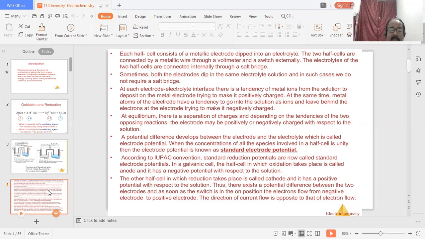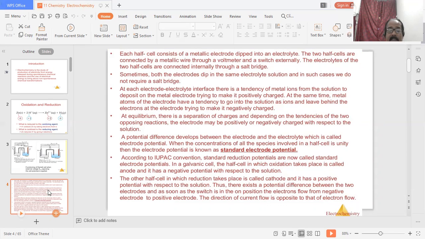A potential difference develops between the electrode and the electrolyte, which is called electrode potential, when the concentration of all the species involved in a half cell is unity. Then the electrode potential is known as the standard electrode potential. As per the IUPAC convention, standard reduction potentials are now called standard electrode potentials.